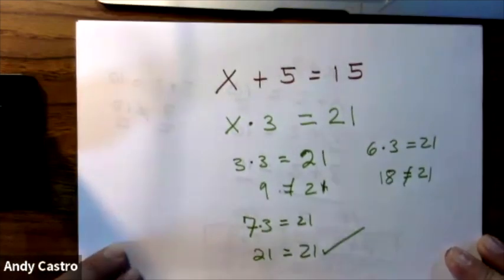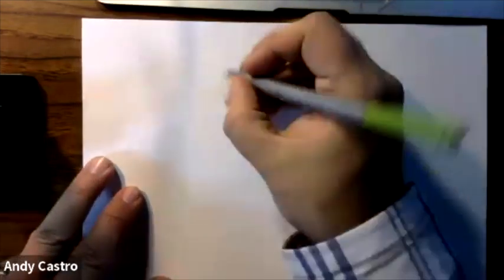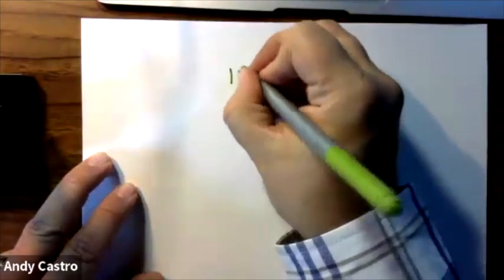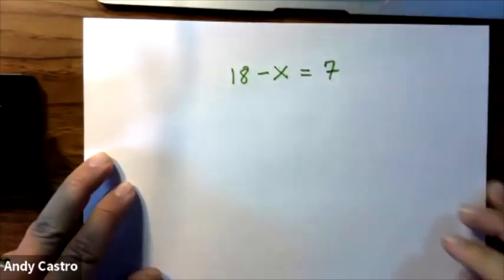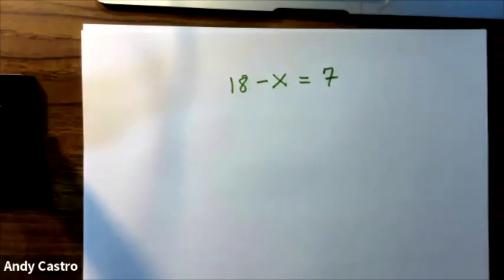Very good. All right, let's do another one. Let's do 18 minus x is equal to 7. What does x have to be?